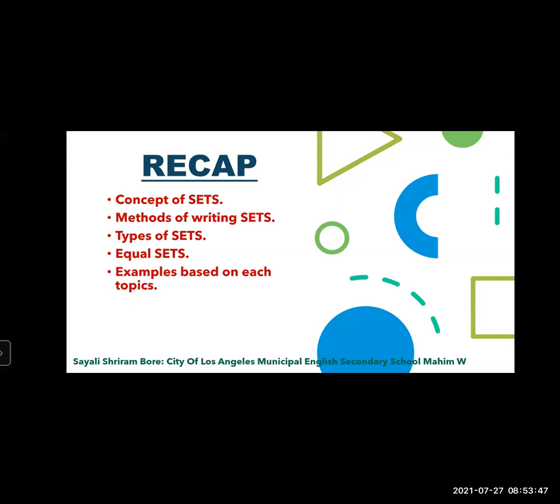Then equal sets. Equal sets, if 2 sets contain exactly the same element, no matter their order of the element, they are changed, then that particular 2 sets are said to be equal sets. And all these subtopics which we have studied so far, example also we have done on all these subtopics.